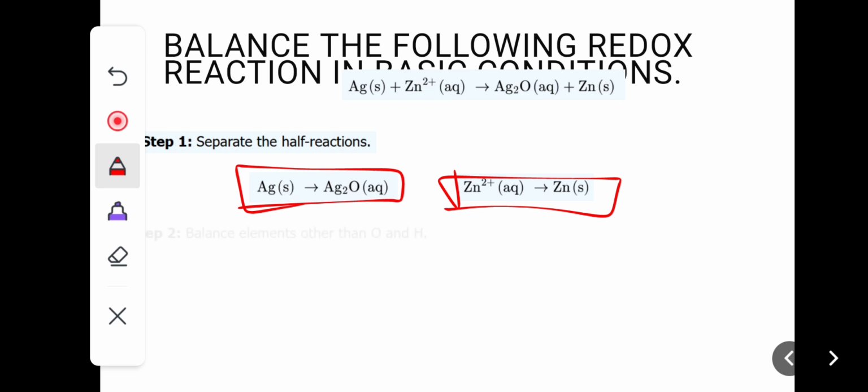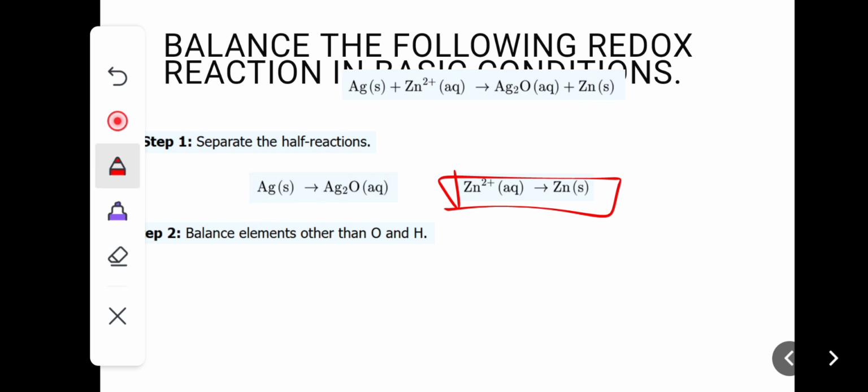Separate them into their half reactions. After that, you're supposed to balance all the elements other than oxygen and hydrogen. Balance all the elements except hydrogen and oxygen. So when you look at this first reaction here, are all the elements balanced?